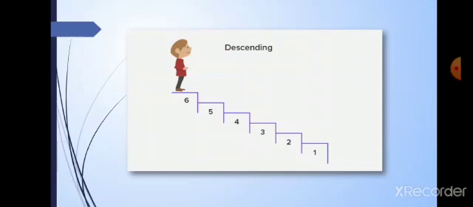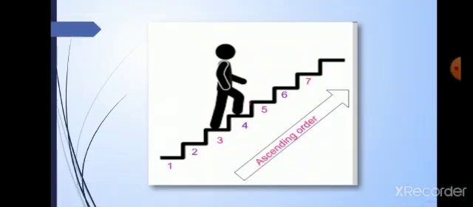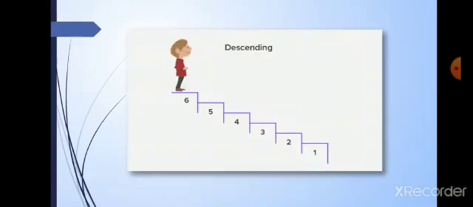The example of descending order is when you go downstairs, from upper step to lower step. So this order is known as descending order. When you go down, D for down, D for descending. Remember it. When you go upstairs, it is ascending order, and when you go downstairs, it is descending order.